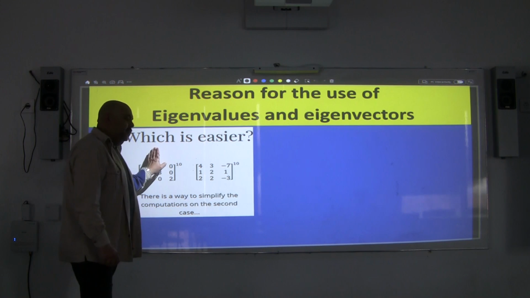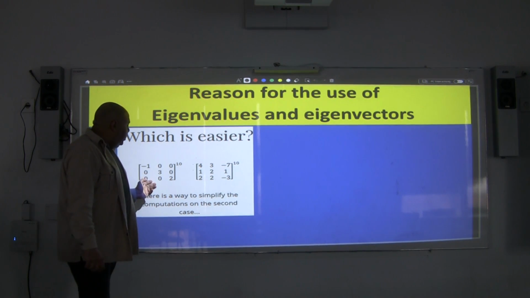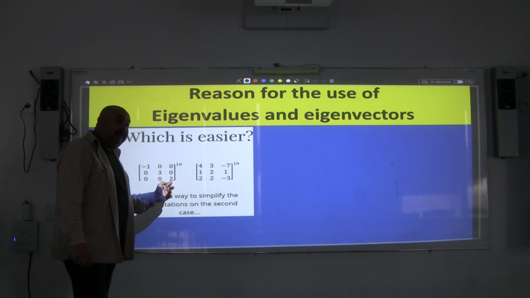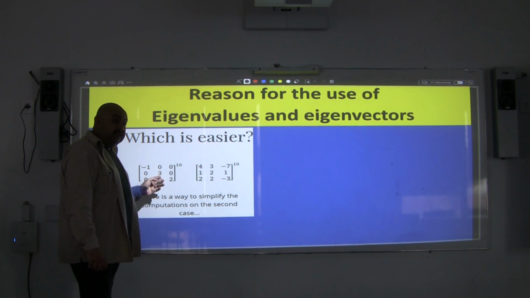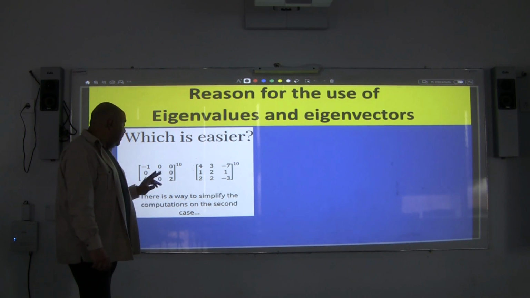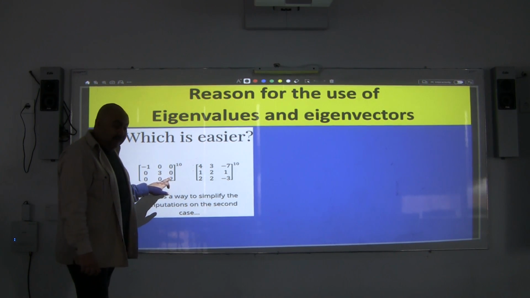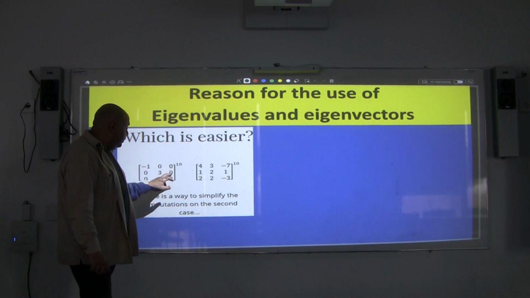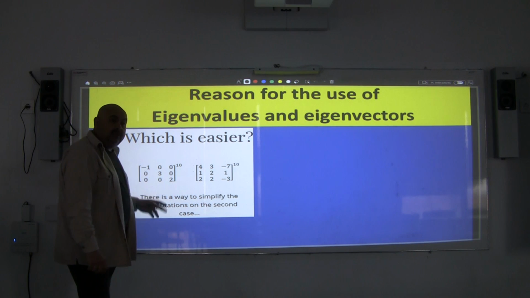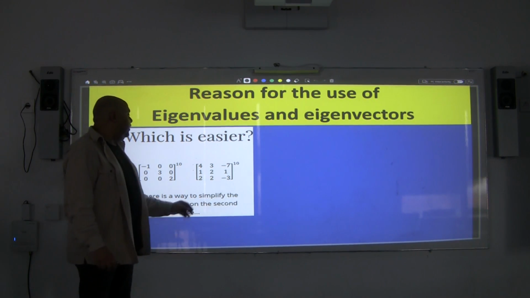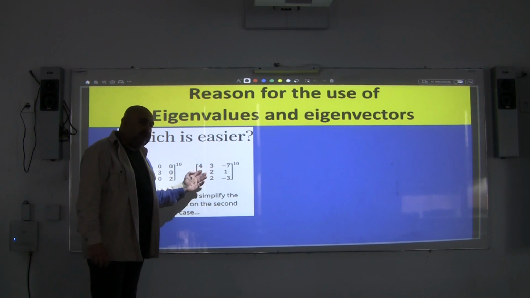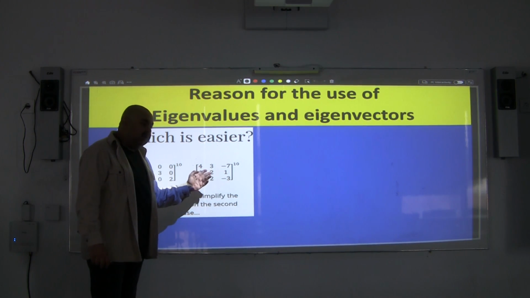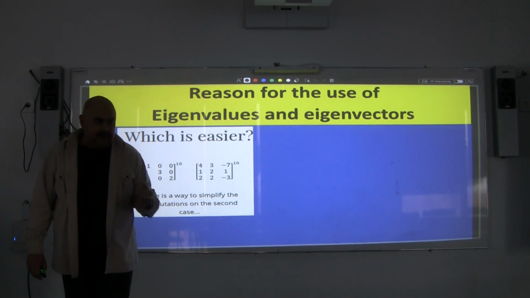Which is easier to deal with? Having a matrix in this form, which is a diagonal matrix to the power of 10. If you multiply a diagonal matrix by itself, you will end up multiplying the elements of the principal diagonal. So mainly it's going to be 2 to the power of 10, 3 to the power of 10, negative 1 to the power of 10, and that's it. That is not even comparable with dealing with a 3 by 3 matrix multiplying itself 10 times. It's going to be horrible.